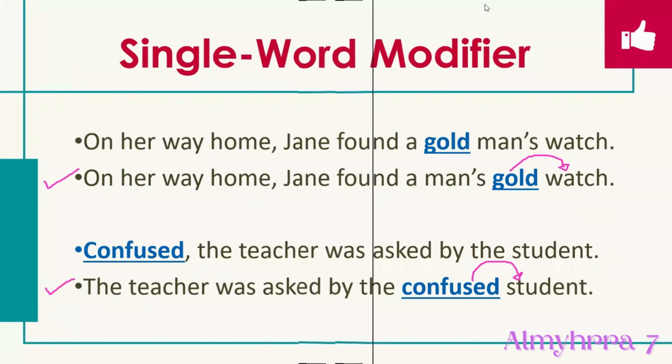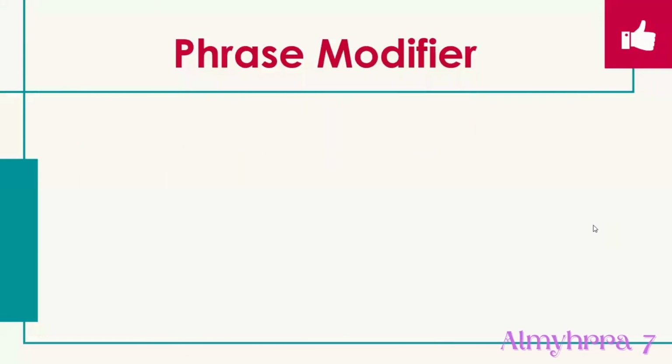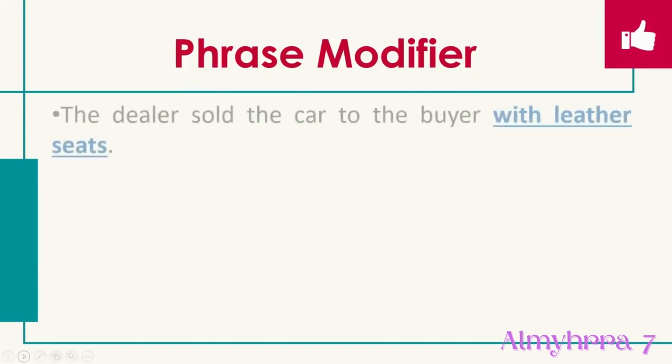Let's give some more examples. This time, how about phrase modifier? First sentence, the dealer sold the car to the buyer with leather seats. If you try to analyze, it is placed beside the word buyer, which means that it was the buyer who was covered with leather. But that is not the case. So this could simply mean that this prepositional phrase functioning as an adjective is misplaced.